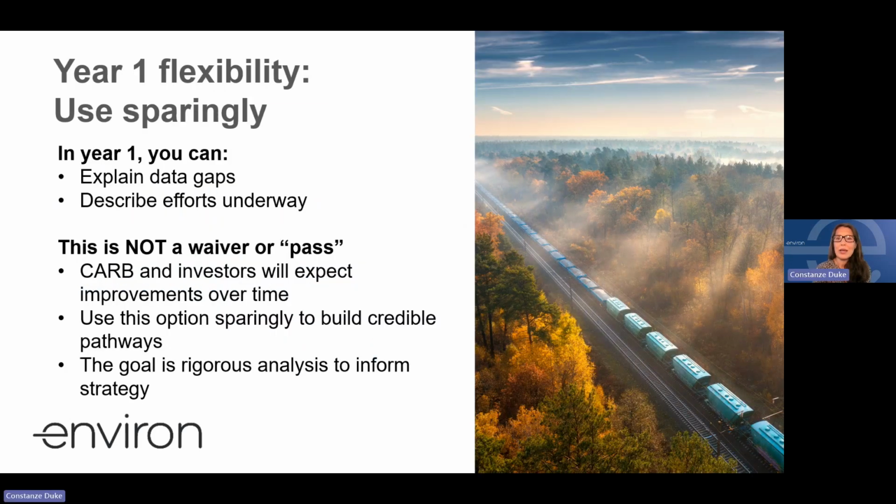I touched earlier on having some flexibility in year one, and this is true, but there are some caveats. In year one, you must make a good faith effort based on data and other information available now. You do have enough time to identify gaps and at least develop this high-level roadmap for closing them. And then this is something you can speak to in your first report. If you don't have processes and systems in place today, help your investors and other stakeholders understand how you intend to get there. If you overdo it with placeholders, it probably won't look much like a good faith effort.